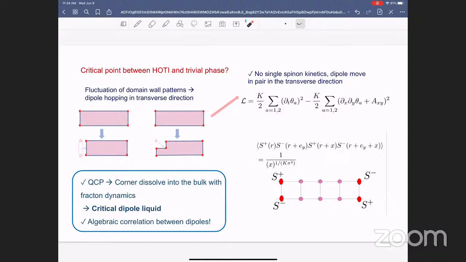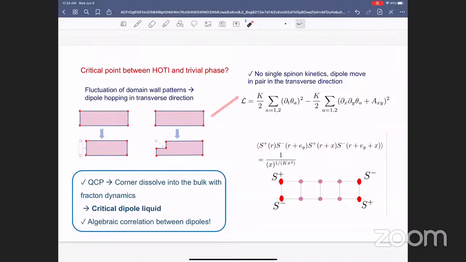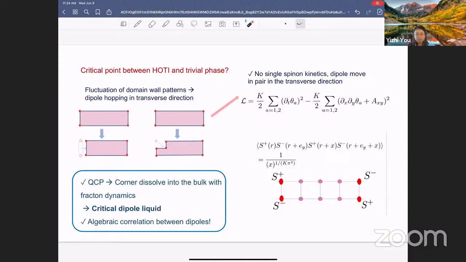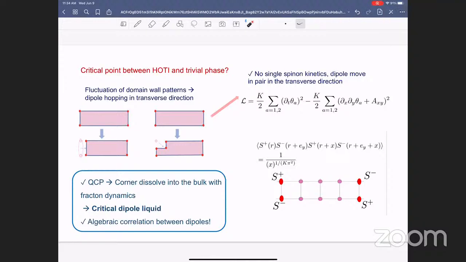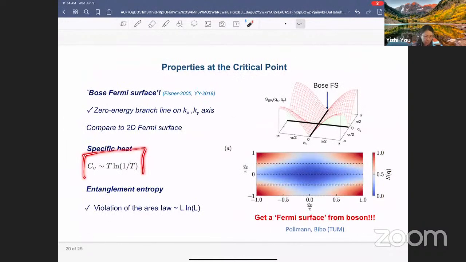Which one is coupled to A? Theta one plus theta two. Theta one minus theta two is actually related with Sz, which is neutral. So do you mean at a critical point that A doesn't play much role? True. Okay, then in the specific heat, why is there a log?